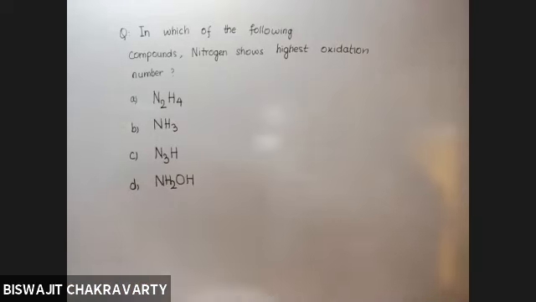Try it. So calculate the oxidation number of nitrogen in all the different compounds following the rules that I have given you in the last class. And thereafter, you will have to find out in which of the compounds nitrogen has the maximum oxidation number.